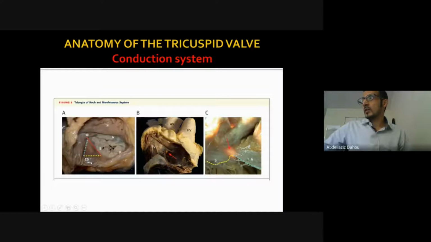The coronary sinus here is toward the posterior septal commissure, as said before. And we also have the membranous septum here, close to the AV node and close to the anterior septal commissure. We have the anterior leaflet on the right side in the blue color and the septal leaflet here. So if you are too close to this, you may create a septal defect at this level.